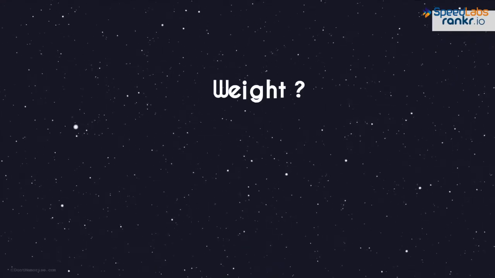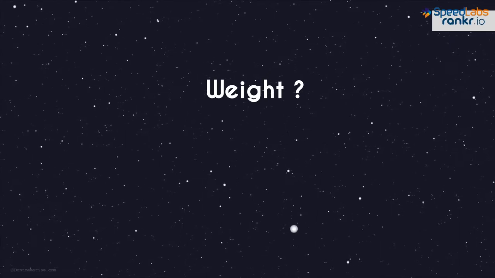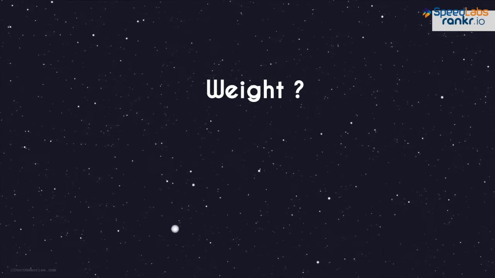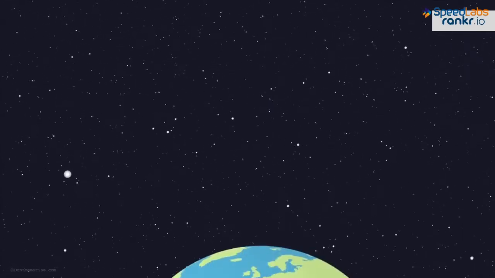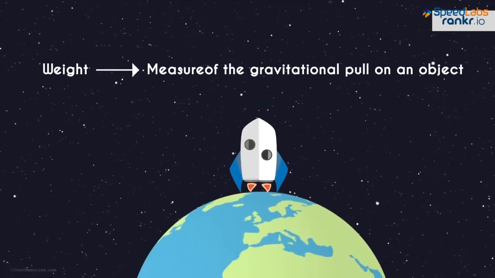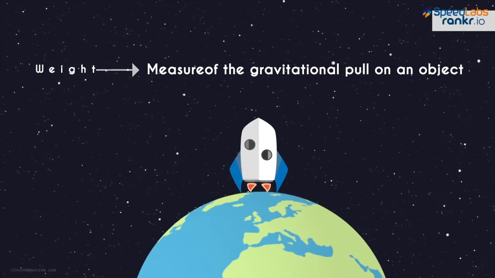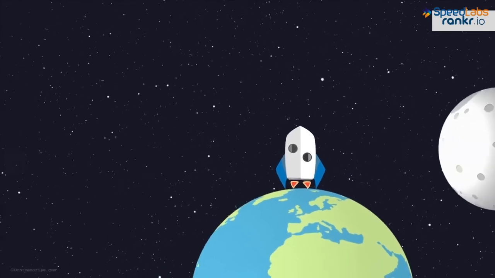But what's weight then? How do we understand the weight of an object? Mass is nothing but the measure of how much matter an object has. Weight is a measure of how strongly gravity pulls on that matter. It's the measurement of the gravitational pull of an object. Let's understand this using a simple example.